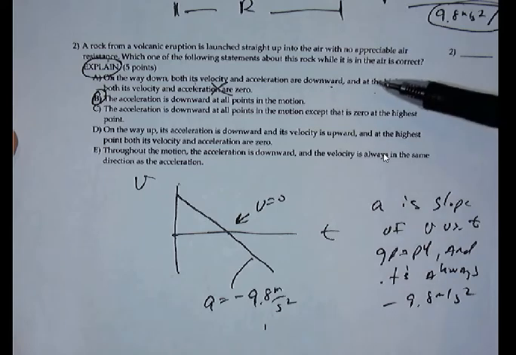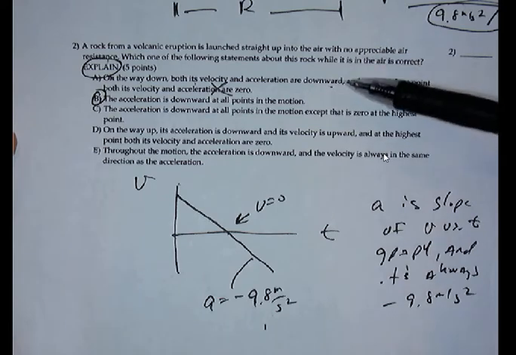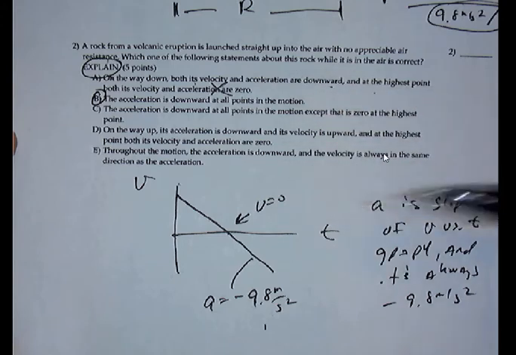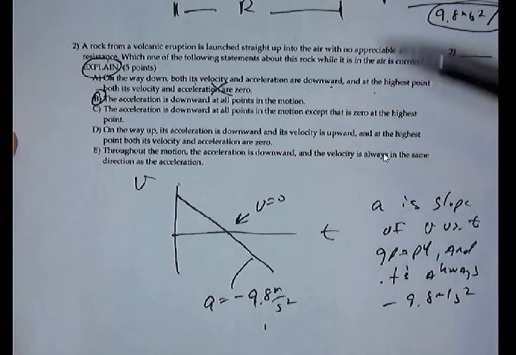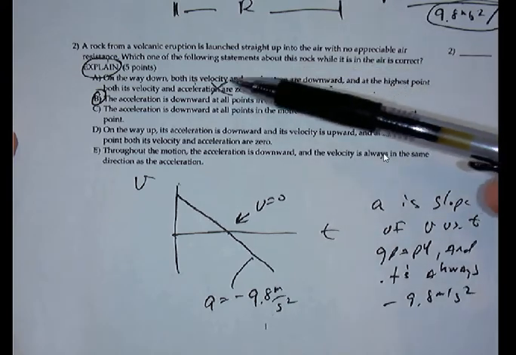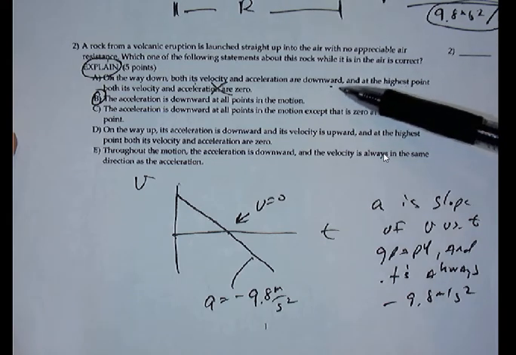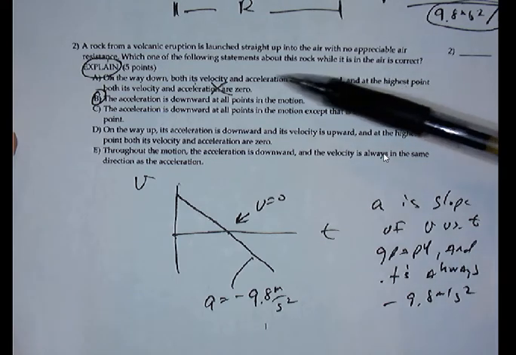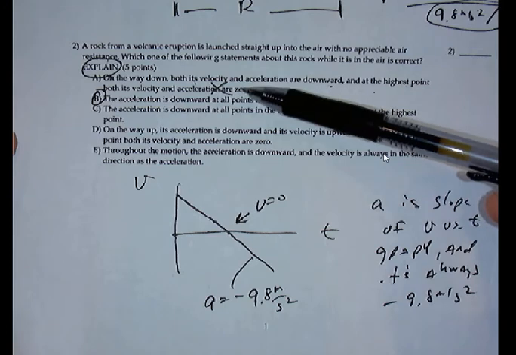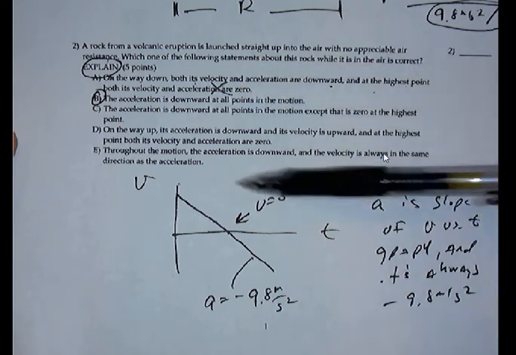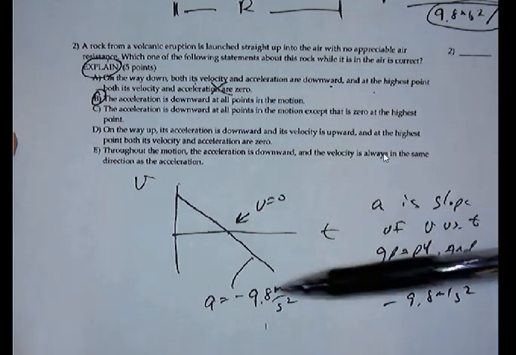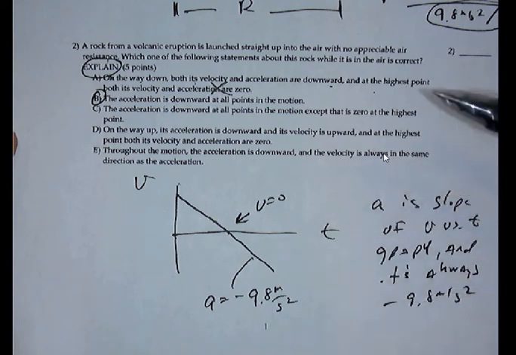Okay, let's take a look at these possible choices. By the way, on the test I only give you one of these being correct. It's not like pick whichever ones are right. It's just pick the one that's right. There's only going to be one correct answer. Choice A: on the way down, both the velocity and acceleration are down. Okay, that's good. At the highest point, the velocity and acceleration are 0. So that's not true. The entire time, the acceleration is negative 9.8. When you get to the highest point, we don't shut off gravity.